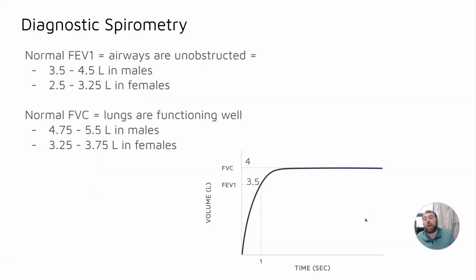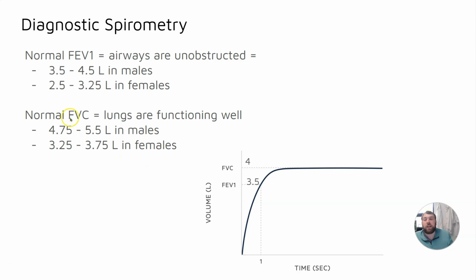Now, normal FEV1 values are going to tell us that the airways are unobstructed, meaning that there's nothing in the trachea, bronchi, or bronchioles. And some normal values for males are 3.5 to 4.5 liters, whereas females will have a smaller FEV1 of about 2.5 to 3.25. Here I have a female patient who gave us a better than normal FEV1. That's totally fine, nothing wrong with better than normal.